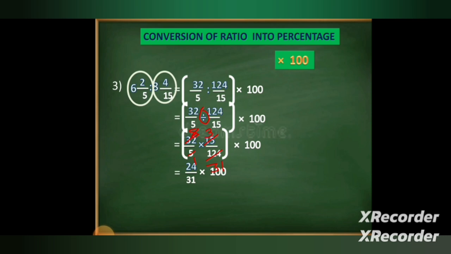Now 24 upon 31 into 100. Can we find any common factor here? No, there is no common factor. So we'll just multiply 24 into 100 comes to 2400 upon 31. Is this a final answer? No, we have to write percent sign. And this we have to convert it into mixed fraction, which comes to 77 13 upon 31. Of course, percentage sign.